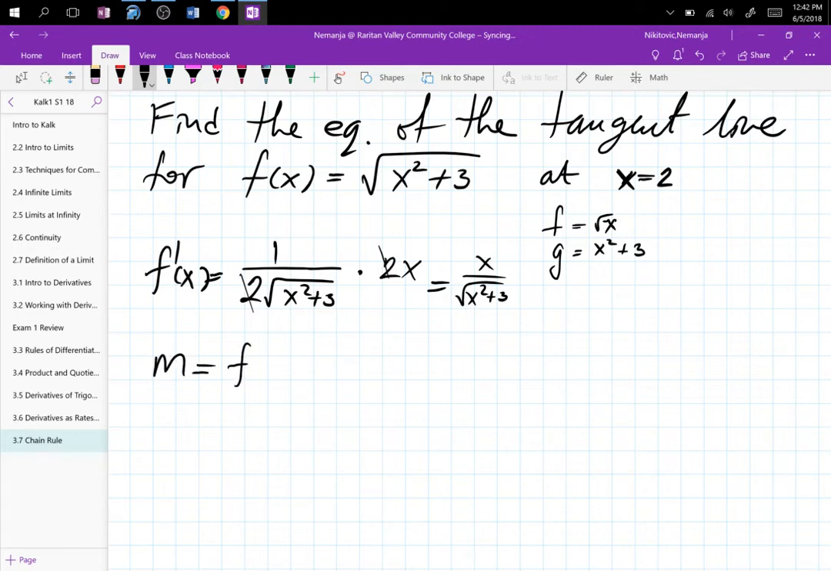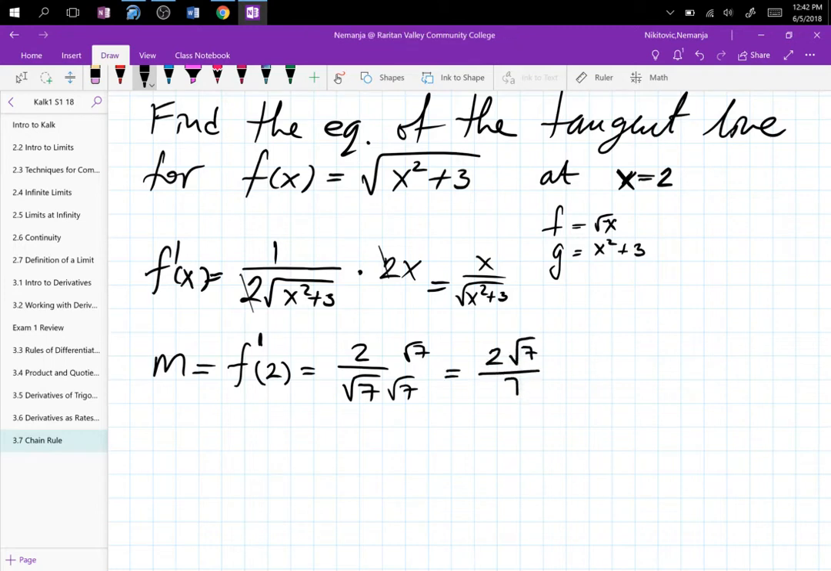Slope m is the derivative computed at the point that is given to us. So we plug in 2 and I get 2 over square root of 7. And we have to rationalize that because root 7 is not cool to stay in the denominator. And I have my slope, 2 root 7 over 7. To find y, we compute the original function at 2, which is the square root of 2 squared plus 3, which is square root of 7.